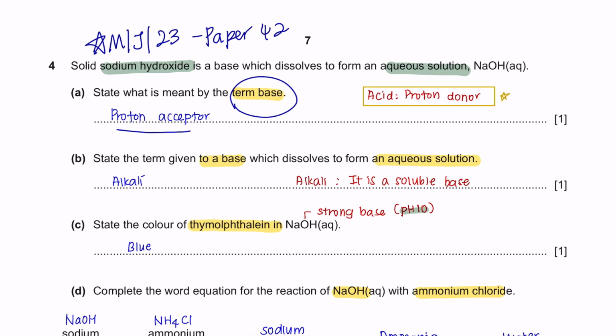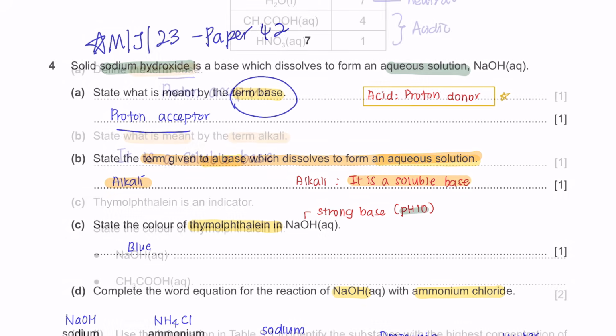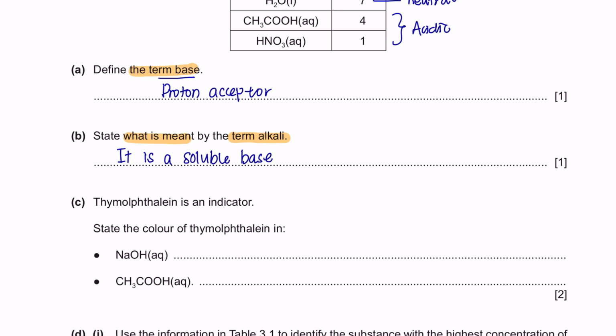In the past year question, they have asked you to state the term given to a base which dissolves to form an aqueous solution, which is an alkali. So alkali means that it is a soluble base. As you can see, practicing past papers can be really helpful because there are many repeated questions.